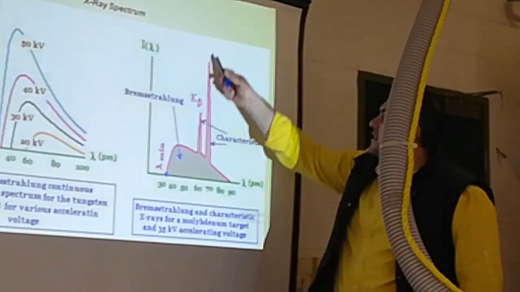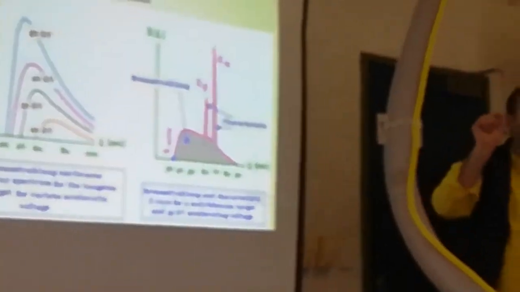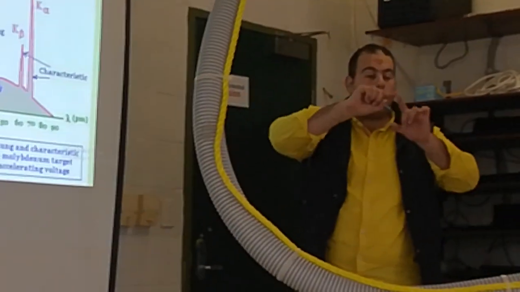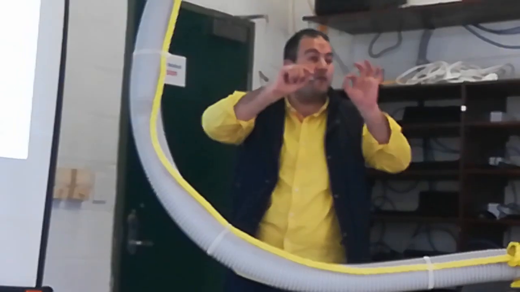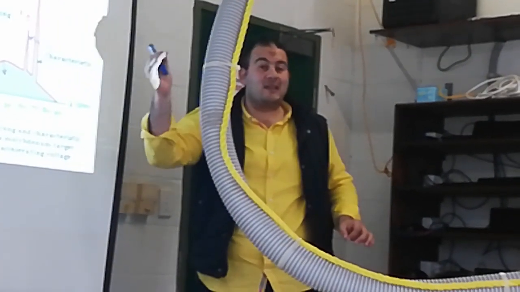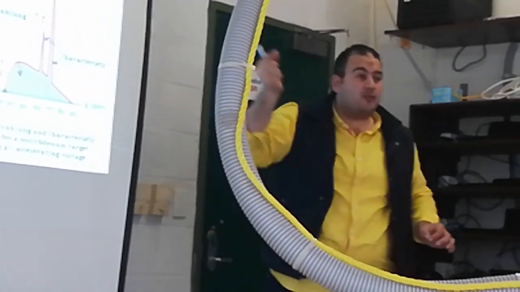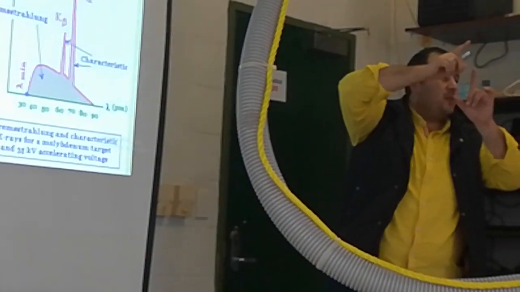Here you will find the characteristic X-ray. It's called characteristic because it is specific for atomic shells. As I told you before, characteristic X-ray comes from the interaction between the electron and the orbital electrons.